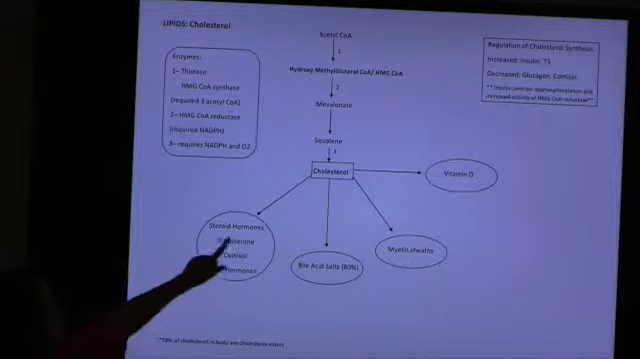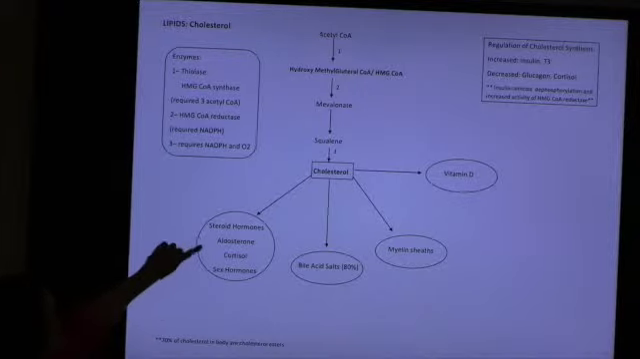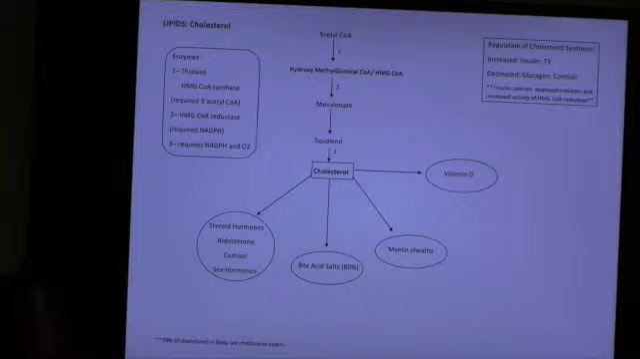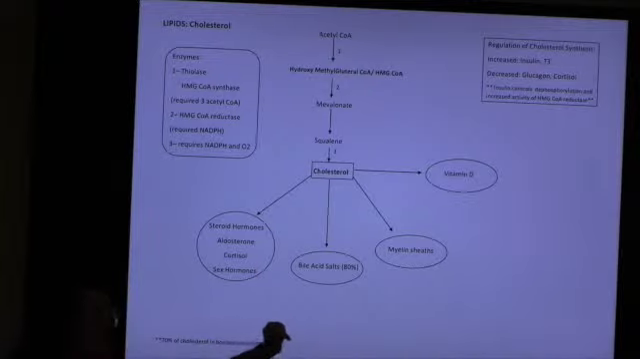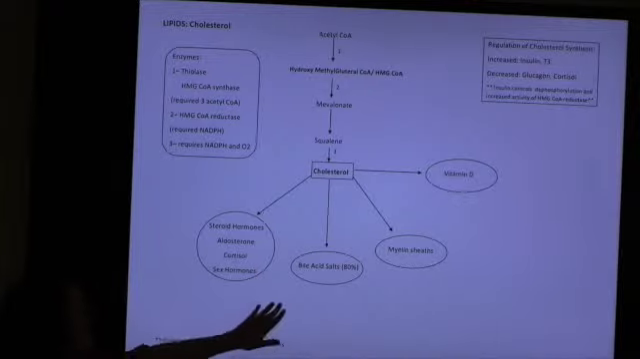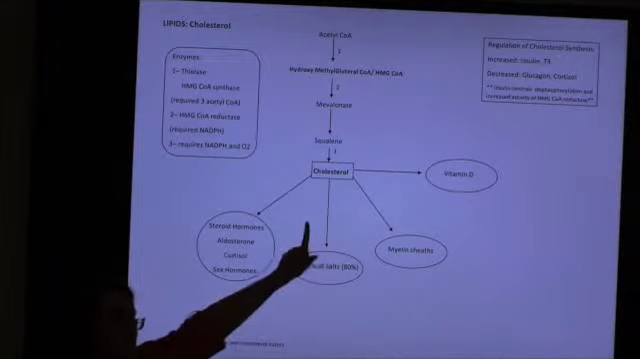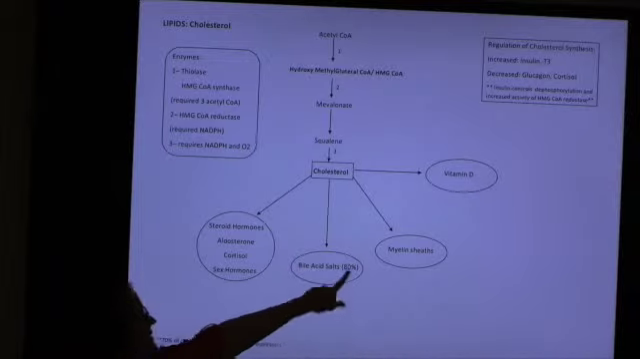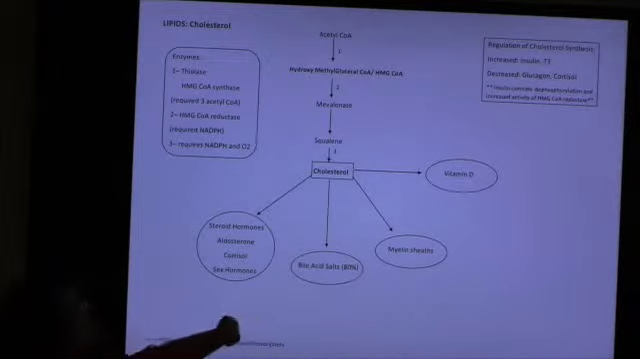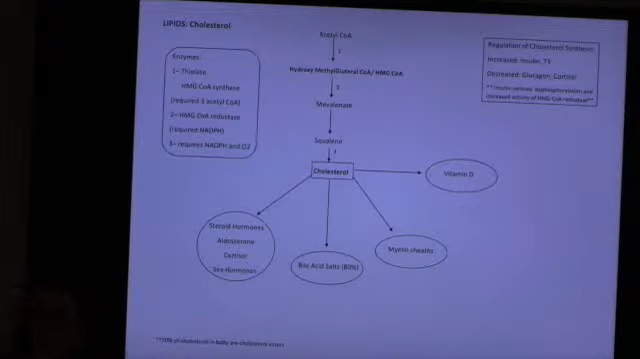Okay? So we're going to use cholesterol to make steroid hormones: aldosterone, cortisol, and sex hormones. Cholesterol is also used to make bile acid salts. Okay? 80% of your bile acid salts are made from cholesterol. It's also going to be used to make myelin sheaths, and it's going to be used to make vitamin D. So you got to have fat. That's really important. Low-fat diet's not always great.